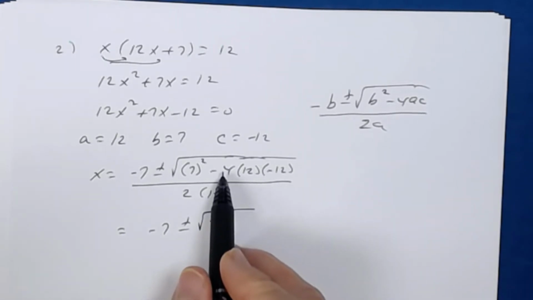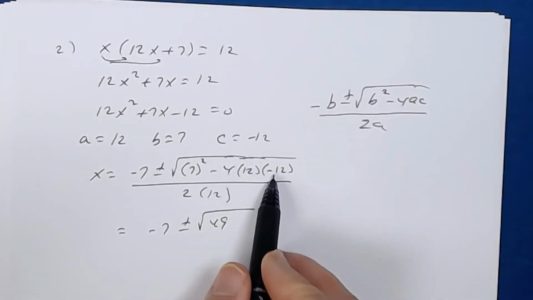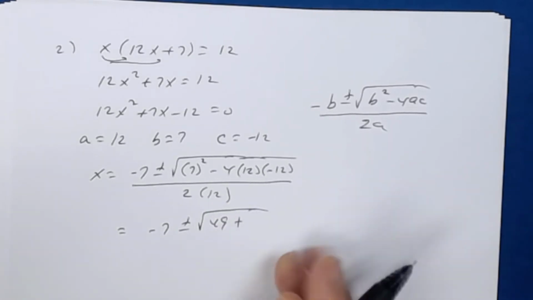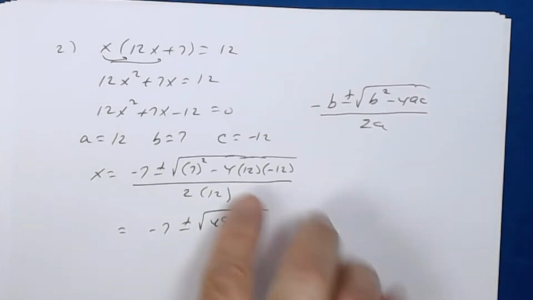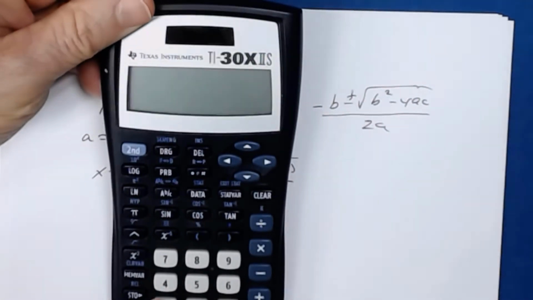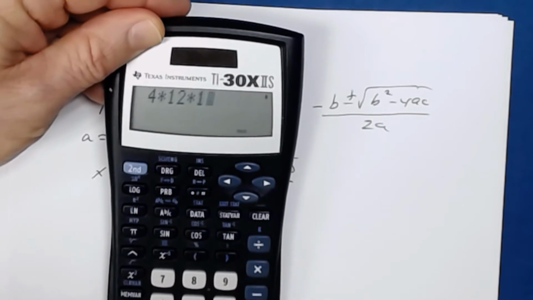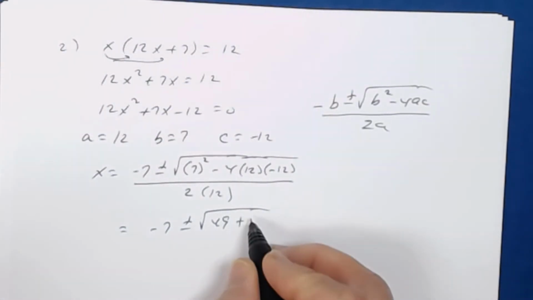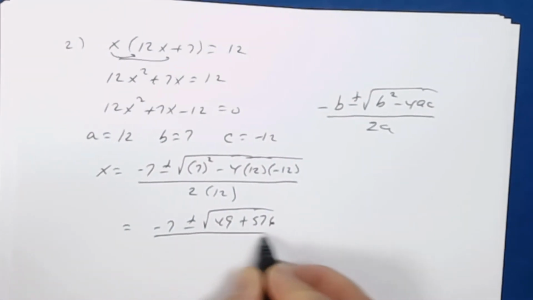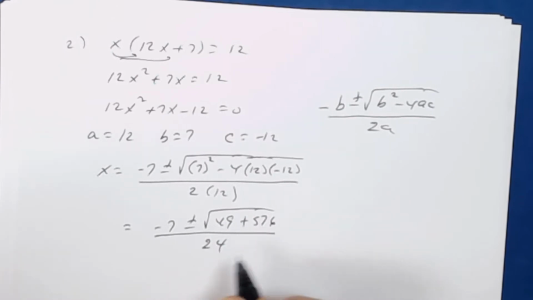Now think of this as a negative times a positive times a negative. So a negative times a positive times a negative is a positive. So it'll be 49 plus some number. Okay, now let's talk about 4 times 12 times 12. So 4 times 12 equals 576. Okay, all divided by 2 times 12, which is 24, right?